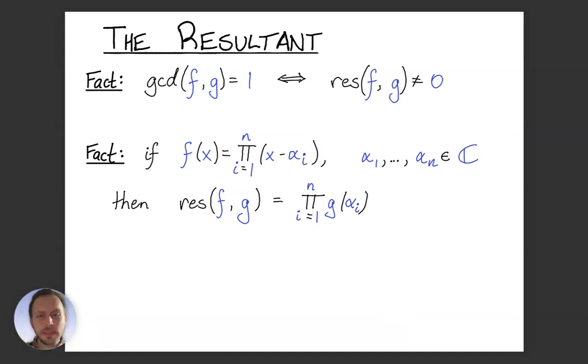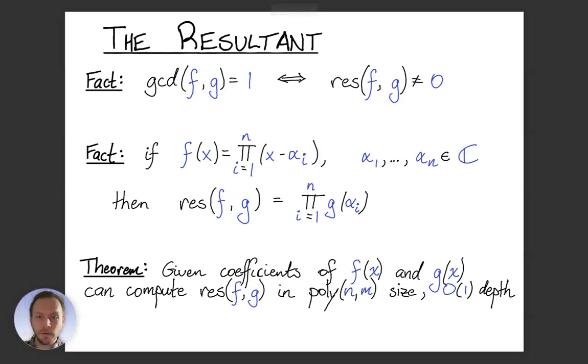Now, what's interesting about this identity is this product of g alpha i's is precisely the degree n elementary symmetric polynomial of the g alpha i's. So we know how to compute that in constant depth and in polynomial size. So now we have our first theorem. Given the coefficients of f and g as input, we can compute their resultant in polynomial size and constant depth.